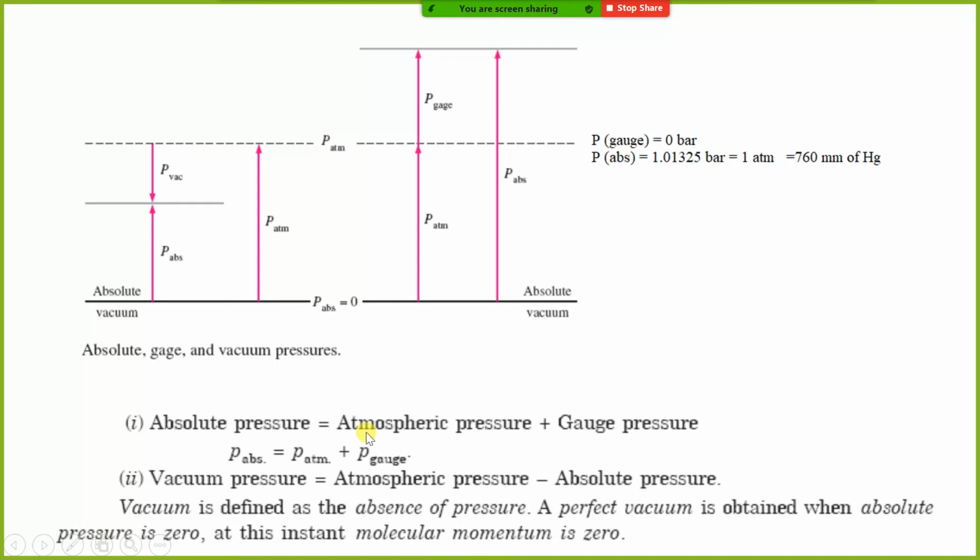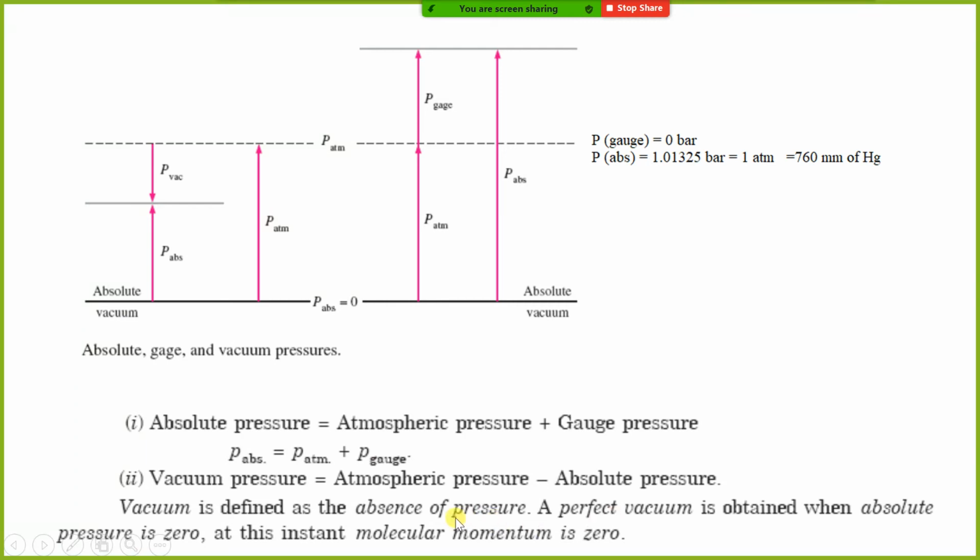Absolute pressure is equal to atmospheric pressure plus gauge pressure, and vacuum pressure is equal to atmospheric pressure minus absolute pressure. Or we can write absolute pressure is equal to atmospheric pressure minus vacuum pressure. Vacuum is this pressure. If you want to calculate absolute pressure, if the pressure is positive, add to the atmospheric pressure. If pressure is negative, subtract from the atmospheric pressure.